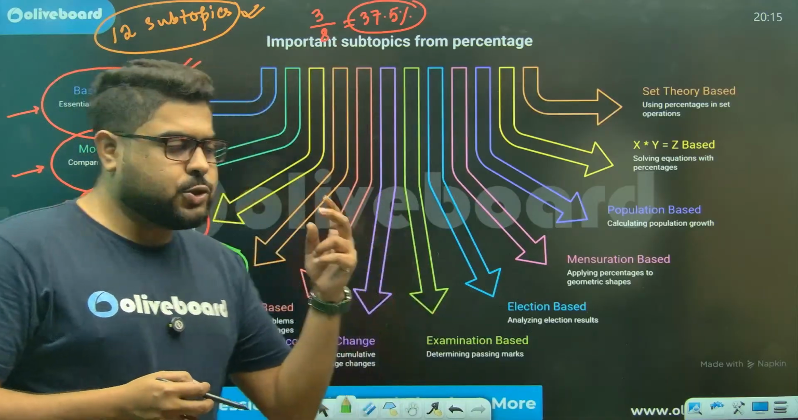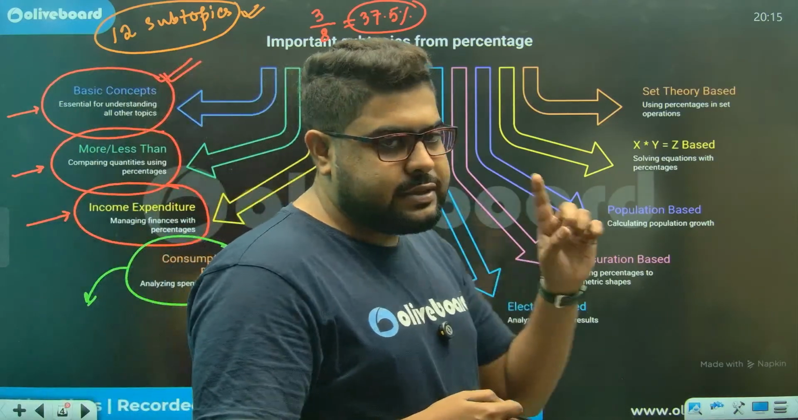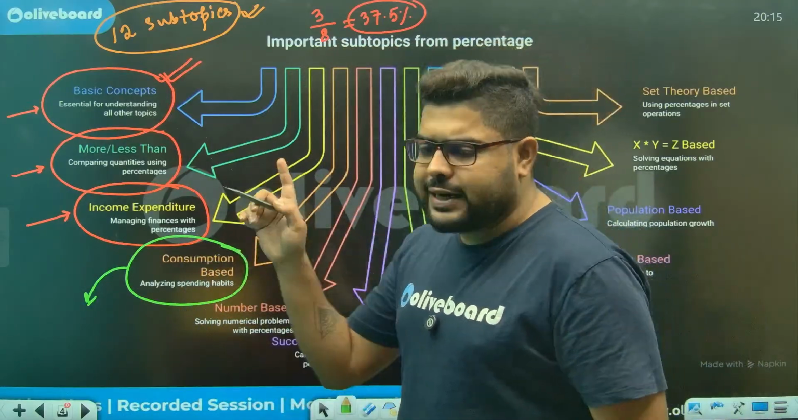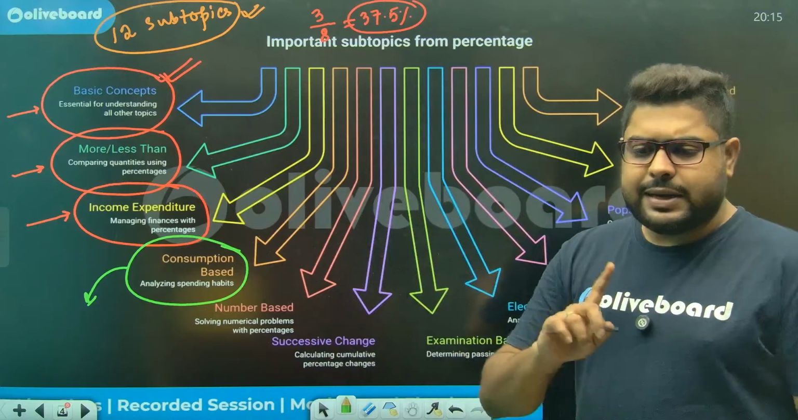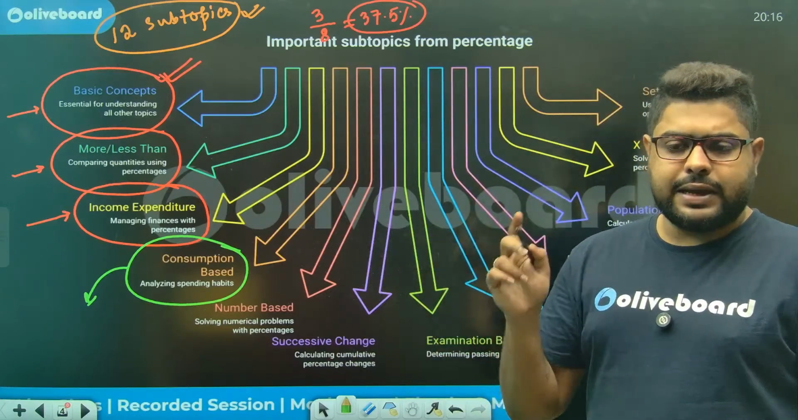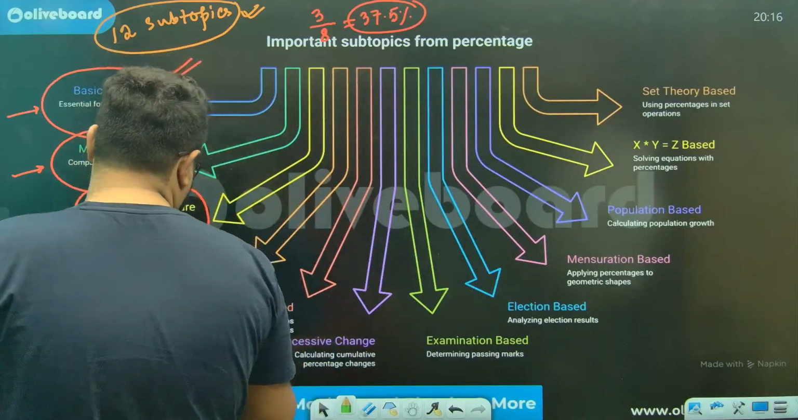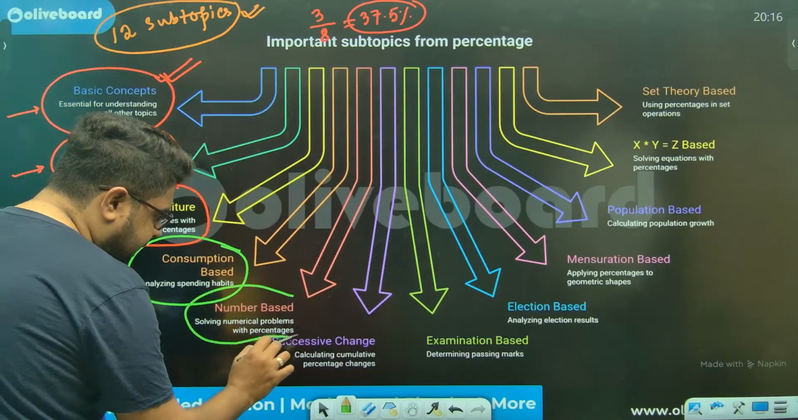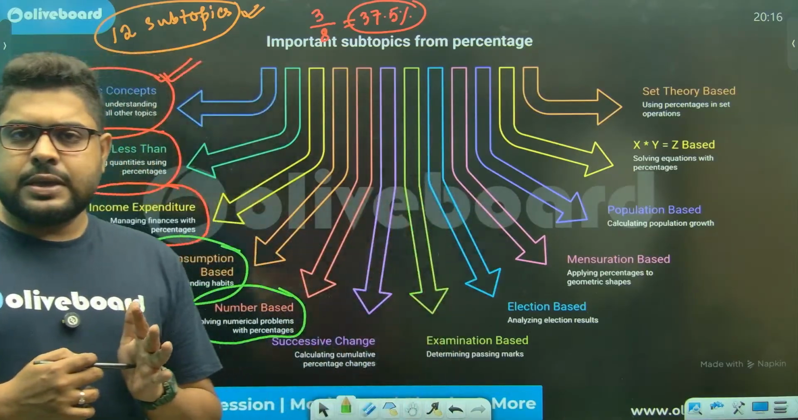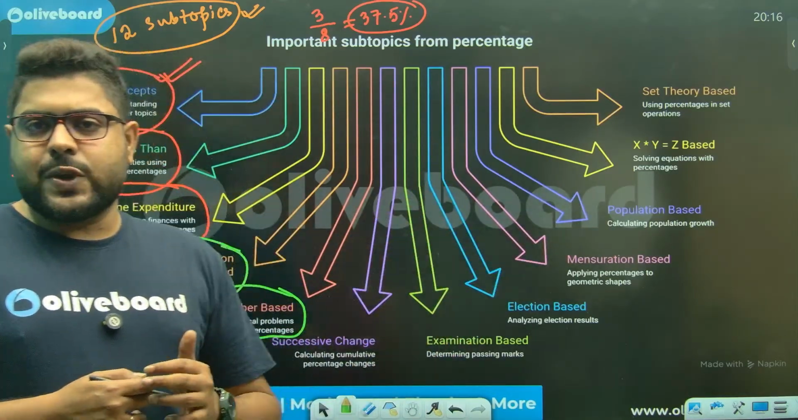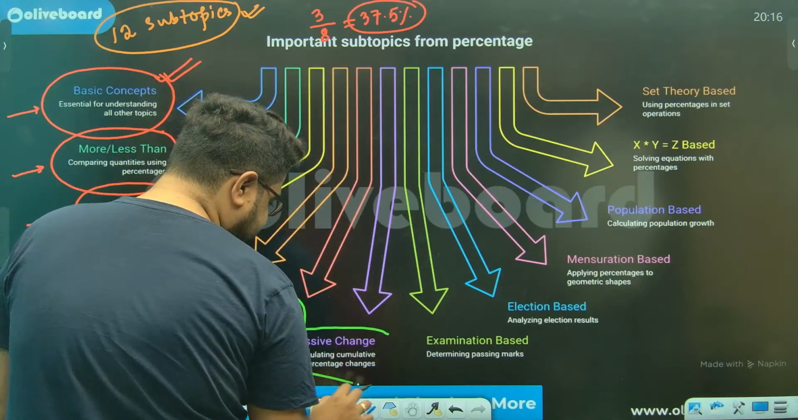Perfect. So two types of questions on consumption, both should be clear. Generally, the first one is more common, second one is a little uncommon. But again, it has been asked multiple times, it can get asked anytime in any shift. Now, number-based questions, again, these are considered to be very easy. Generally they are very simple. We'll do a couple of questions today also, don't worry.